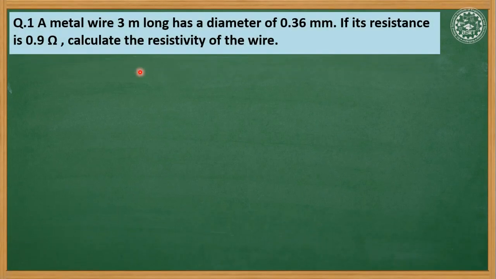The first question is, a metal wire 3 meter long has a diameter of 0.36 mm. If its resistance is 0.9 ohm, calculate the resistivity of the wire. This is the example, and we have to solve this example. So how to solve it? First write down what is given in an example and what is to be calculated.